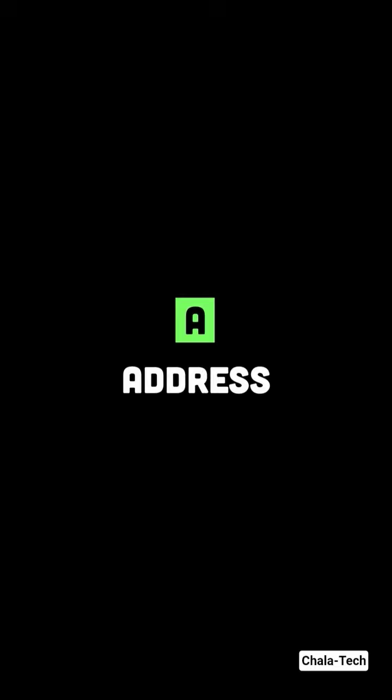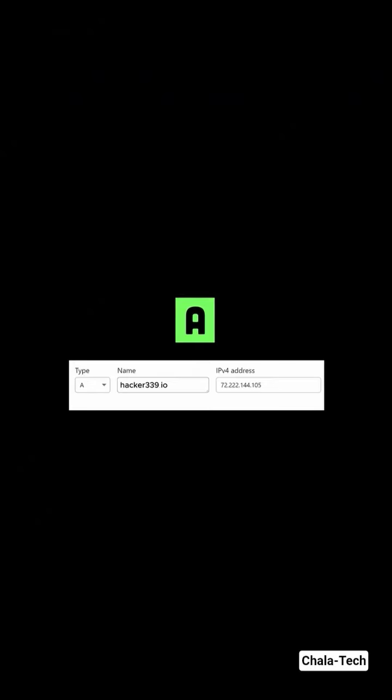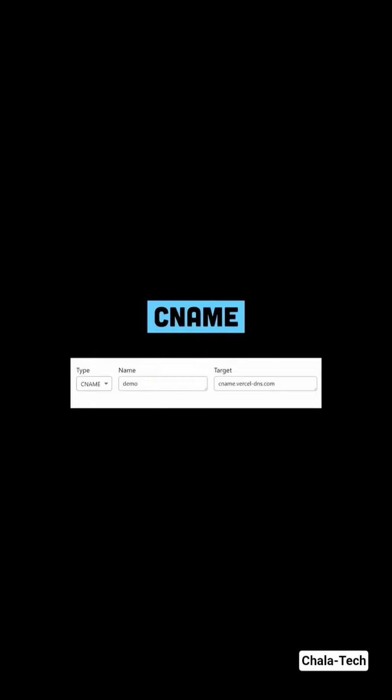Every zone has a start of authority record to tell other DNS servers who's in charge of that domain. But most importantly, we have the A record. It means address and maps a domain or subdomain to the IP address of its host. In other cases, though, we may want to forward a domain to another domain on the internet instead of an IP address, in which case a canonical name or CNAME record would be used.